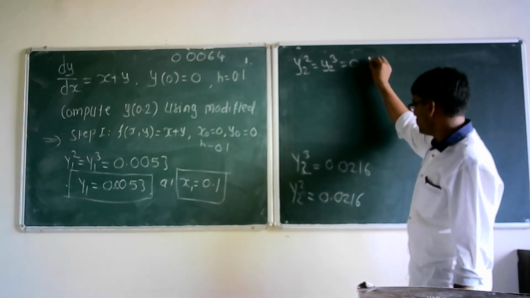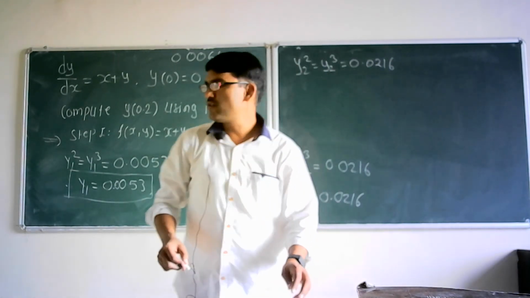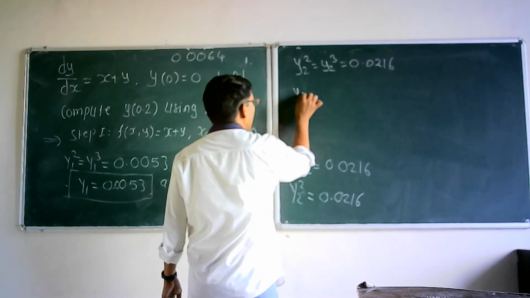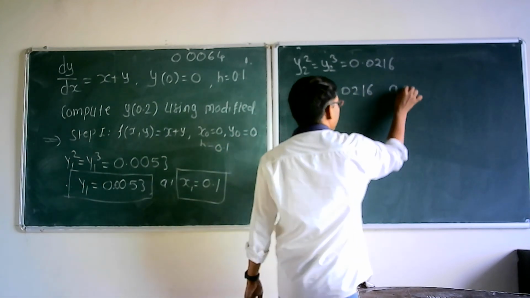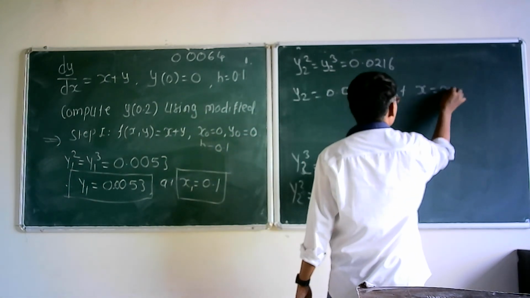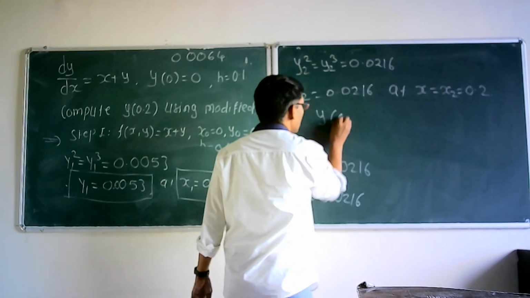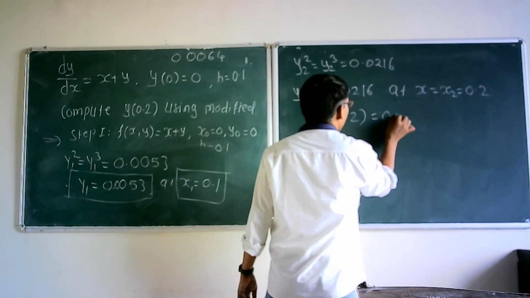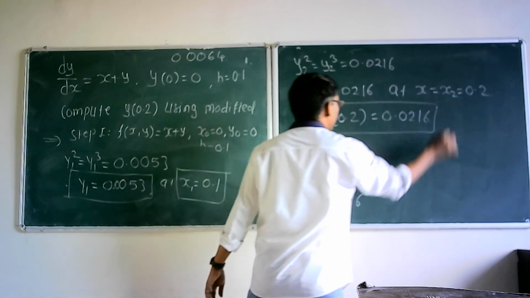So what is our answer? 0.0216. So what is y2 here? y2 is equal to 0.0216, and x is equal to x2, which is 0.2. That is, y of 0.2 is equal to 0.0216. So this is our final answer obtained by the modified Euler method.